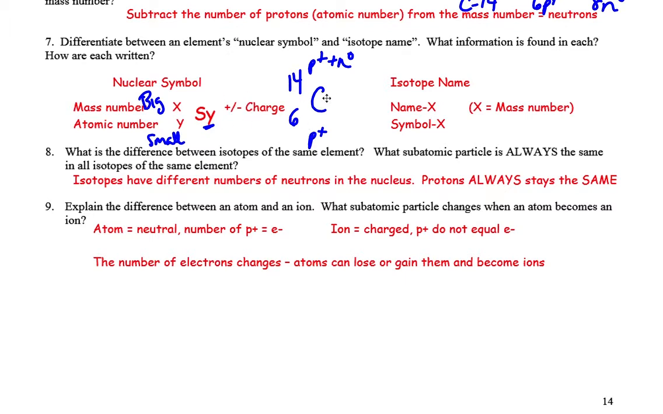The charge is written on the right. So if carbon has a charge, you would write it over here. Carbon doesn't really make a charge, so we're not going to write anything. But if it did have an uneven number of protons and electrons, that's where we put it.